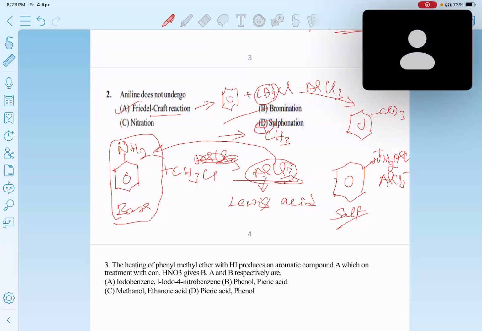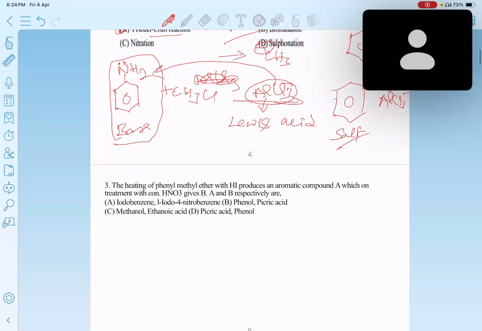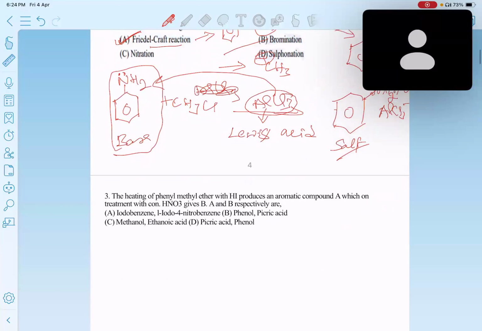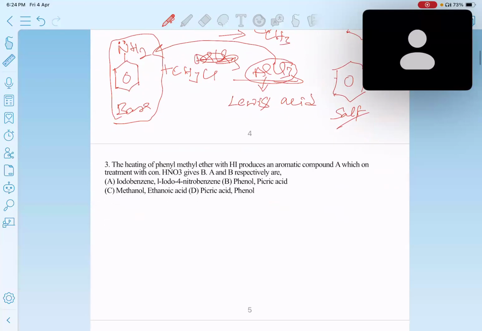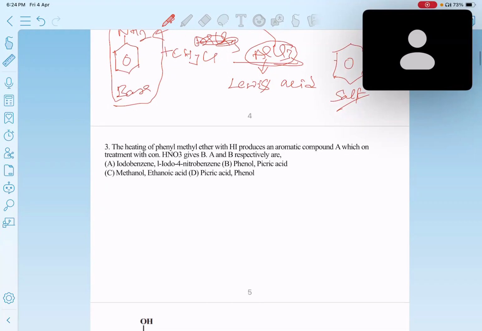So the correct option for question number 2 is Friedel-Crafts reaction. Option A is correct. Next, let us move on to the next question. Question number 3. Heating of phenyl methyl ether with hydrogen iodide produces aromatic compound A, which on treatment with concentrated HNO3 gives B. A and B are respectively.